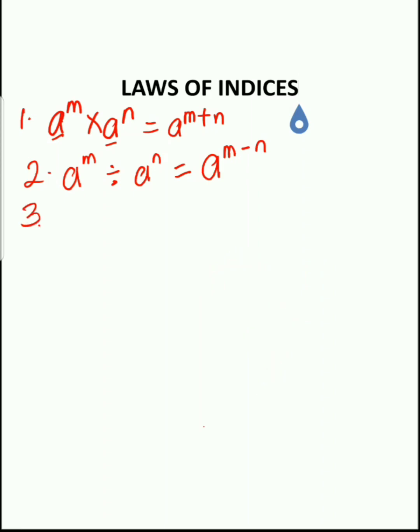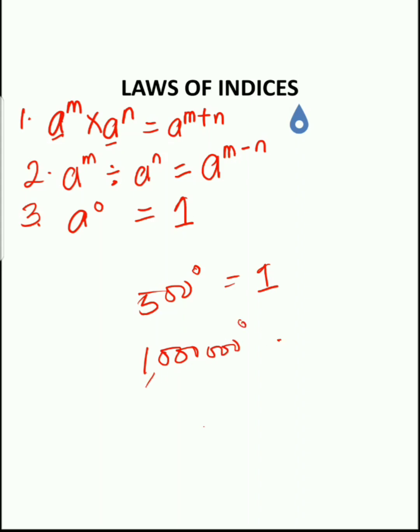3. A raised power 0 is equal to 1. What this means is whatever is raised to a power of 0 gives you a 1. 500 raised power 0 is 1. 1,000,000 raised to power 0 is 1. So whatever is raised to a power of 0 gives us a value of 1.